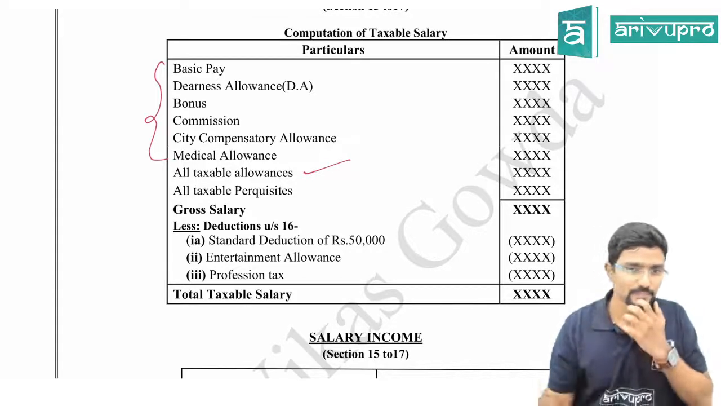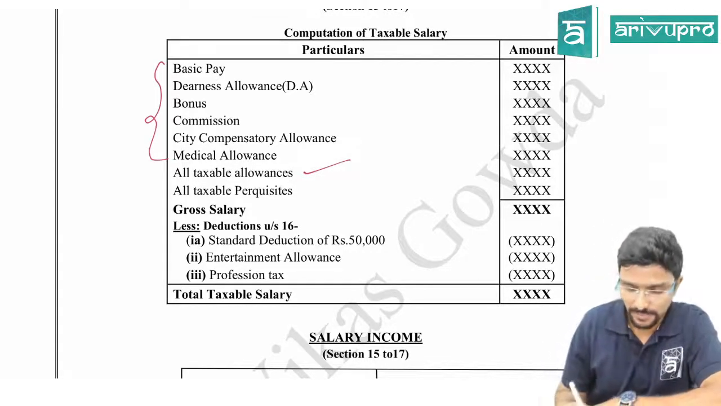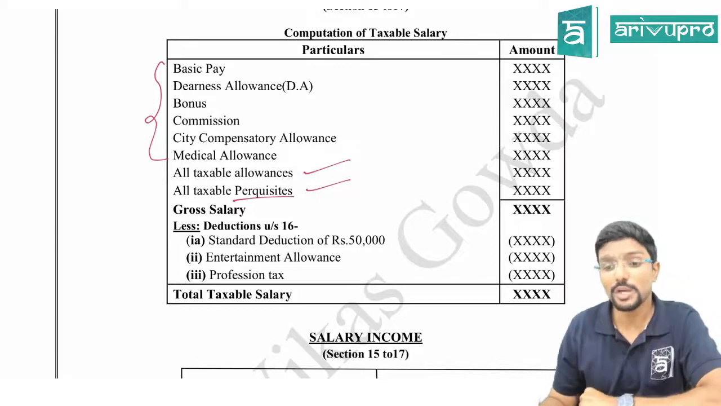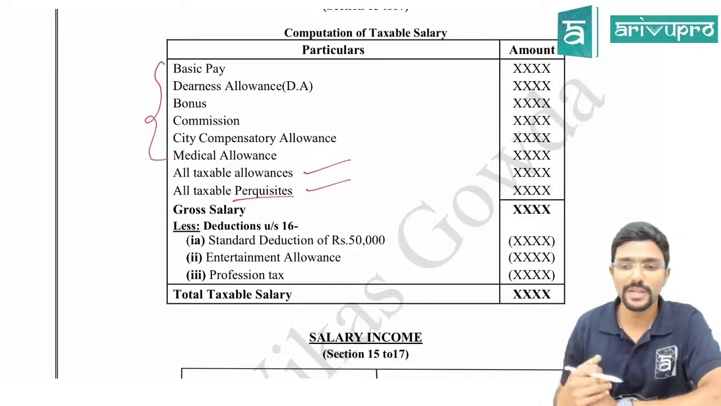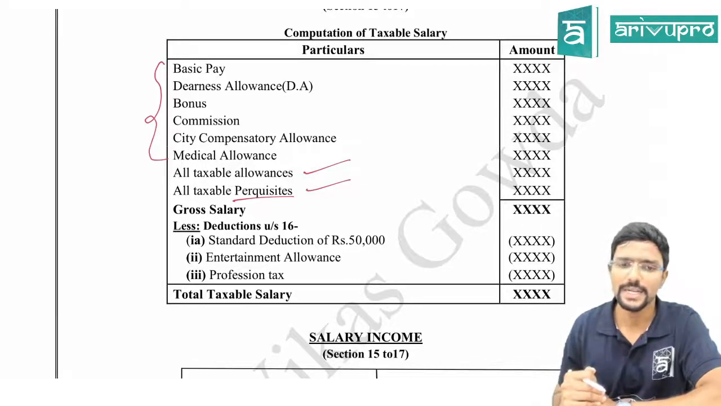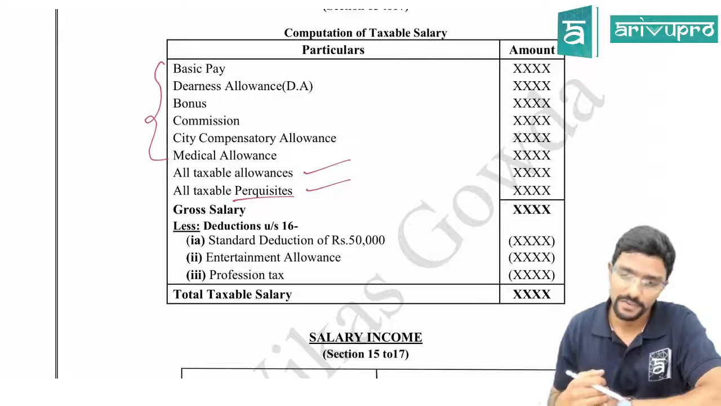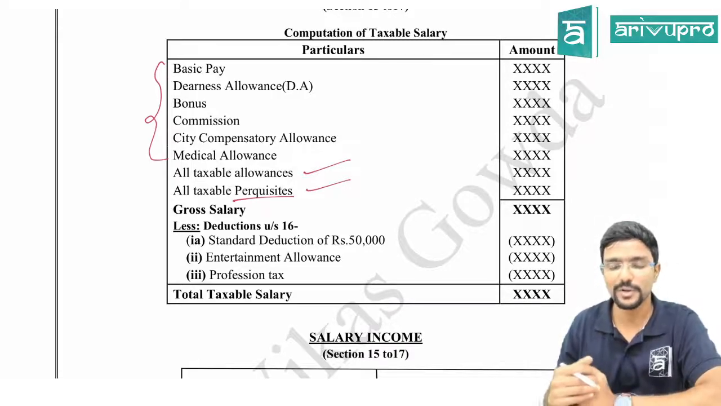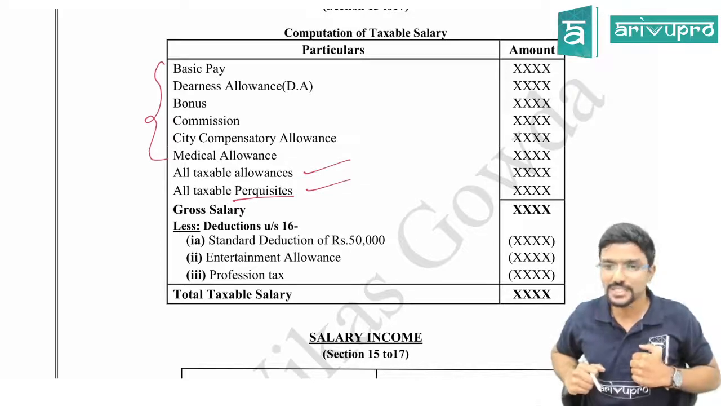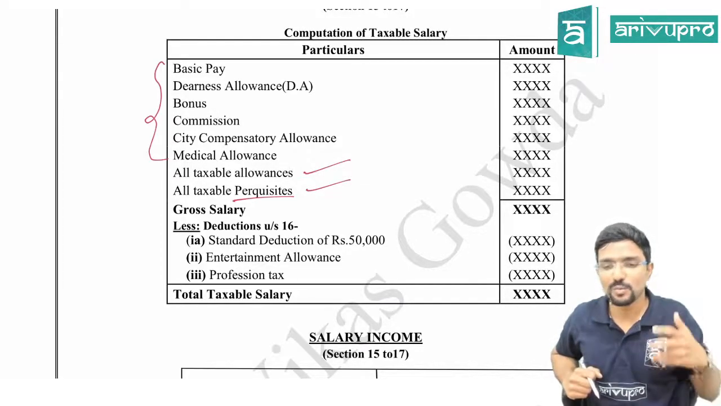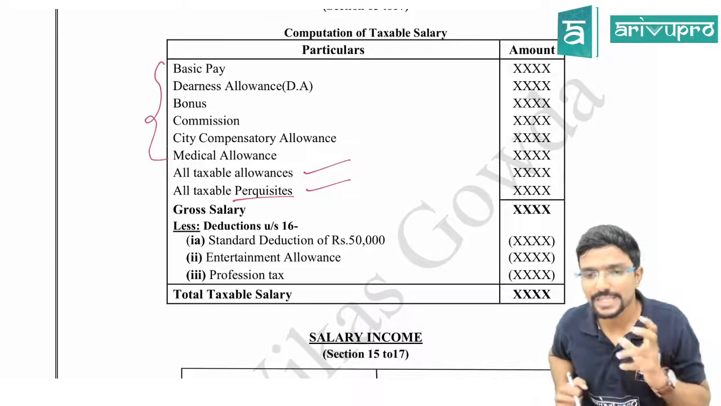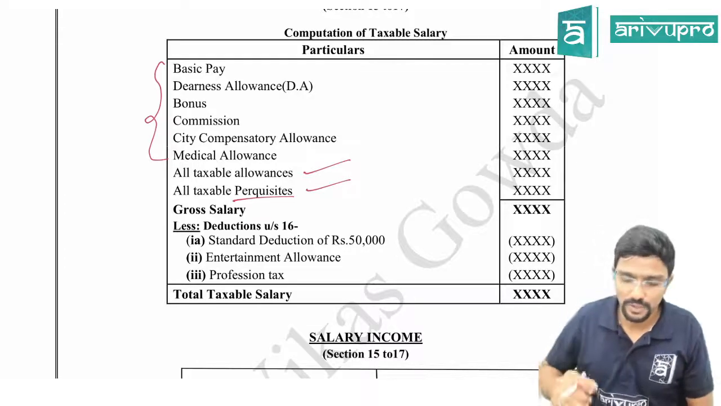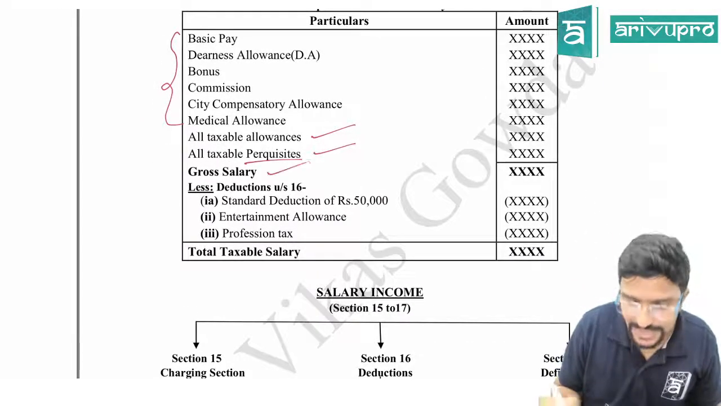Then there is something called perquisites. Perquisites means non-monetary benefits. For example, your employer would have given a car for your usage, or a house to stay in for accommodation purposes. In that case, you are getting some non-monetary benefit. Even in that case, you will be taxable, because you are getting some benefit from your employer just because you are under employment. What is a perquisite, how much is taxable? Everything we will see in this chapter. So all taxable perquisites also you have to take here. After all this, you will get something called gross salary.